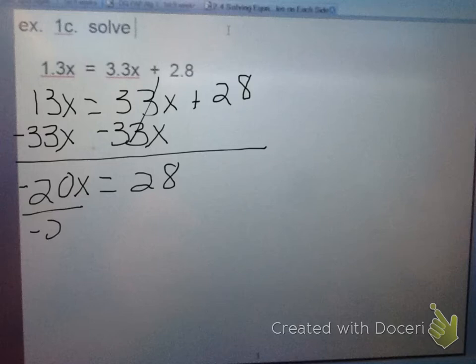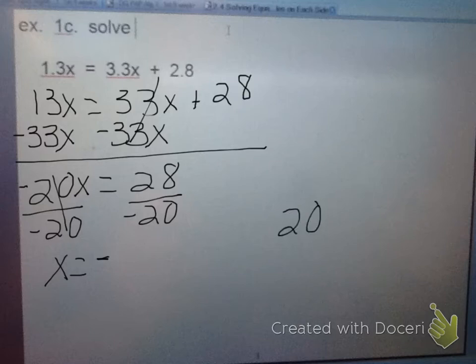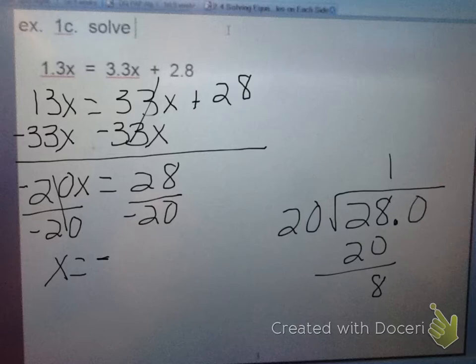Divide both sides by negative 20. Positive 28 divided by negative 20 is a negative. Now, because the original problem is in decimal, I need to give it in decimal, so I'm going to go to the side and divide 20 into 28. Goes one time. So I've got to add a decimal and a 0. Bring down the 0. 20 goes into 84 times, so my answer is 1.4. So my final answer is negative 1.4.